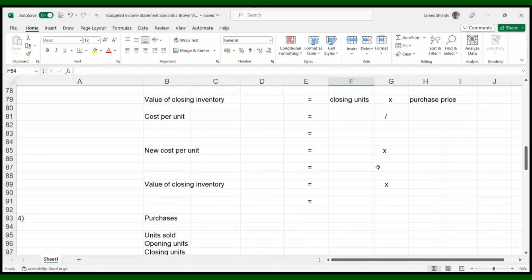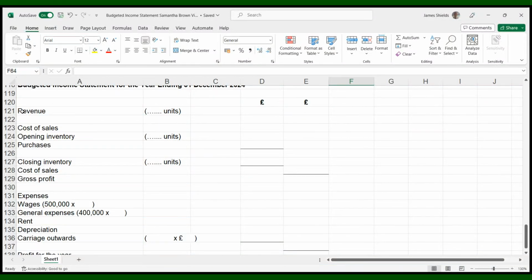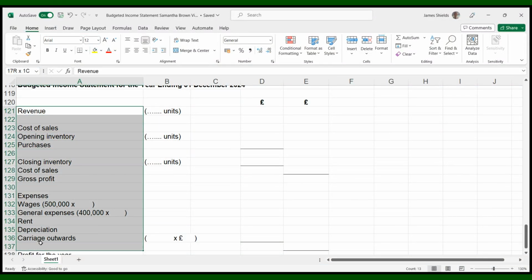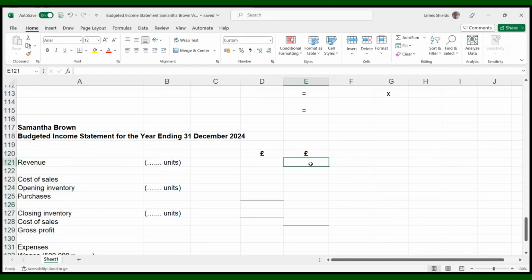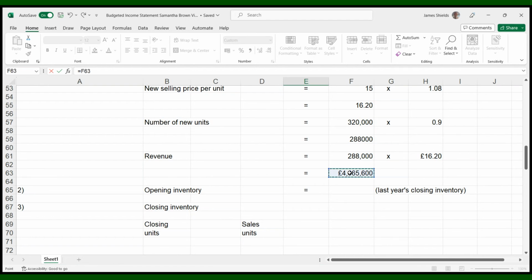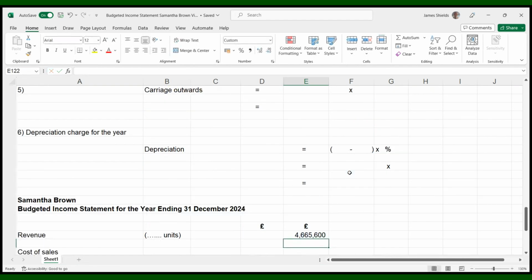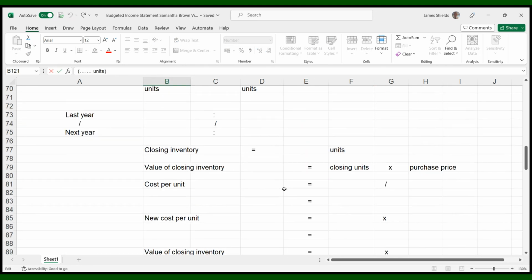So budgeted income statement down below. Now, all the categories will be exactly the same as in the original income statement. So there's nothing new to put down in there. So the revenue we just worked out was £4,665,600. Now I'm going to put in the number of units sold here because I'm going to use that later on. So the number of units sold were the 288,000.